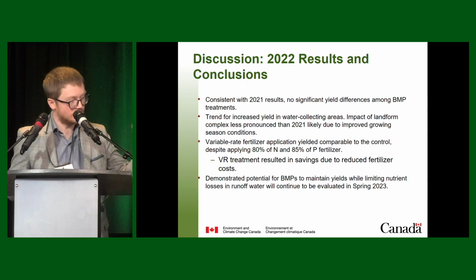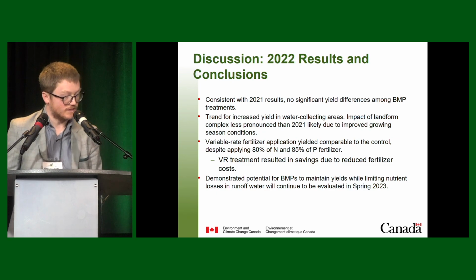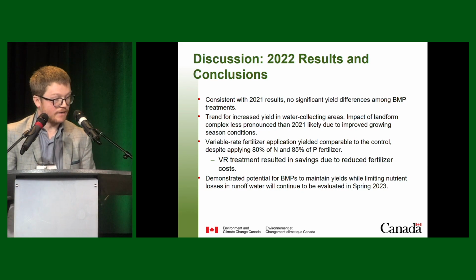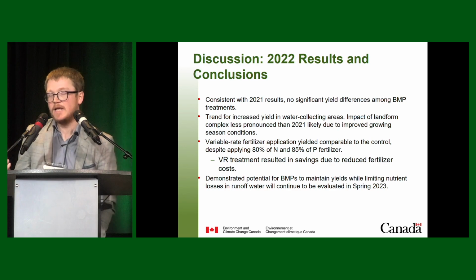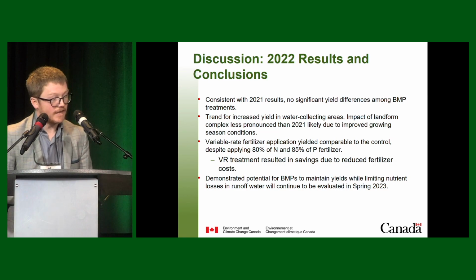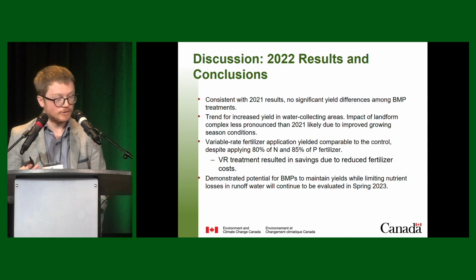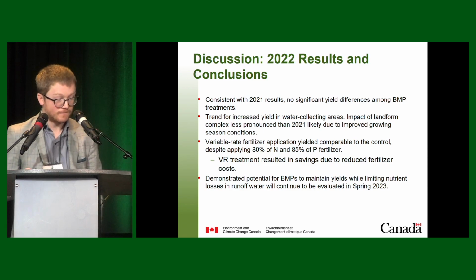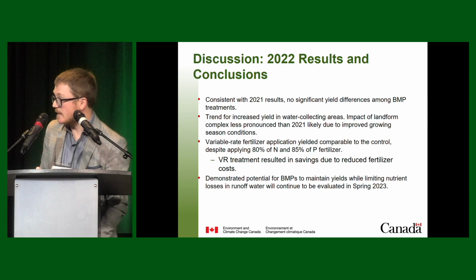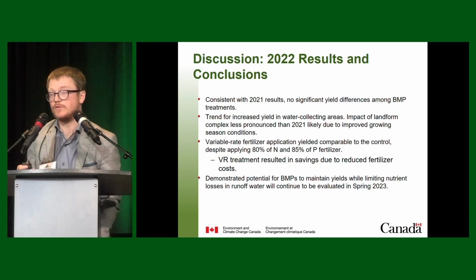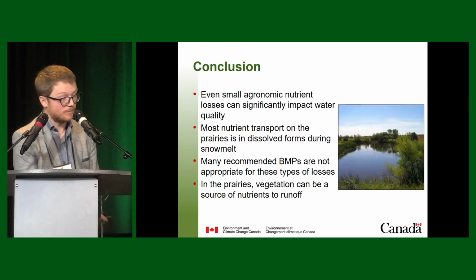In 22, we've seen this same effect coming forward, with no significant differences among BMP treatments for yield, and a trend for increased yield in those low-lying areas, likely a lesser effect in 22 from slightly better moisture conditions relative to 21. But again, there is this role of VR fertilizer to have similar yields with reduced fertilizer application rate. And of course, there's a savings associated with that from reduced fertilizer costs. So this is the demonstrated potential of these practices to maintain yield while limiting nutrient losses, and we'll continue to evaluate this in the next couple weeks for spring of 23.